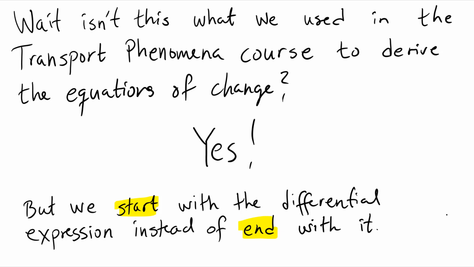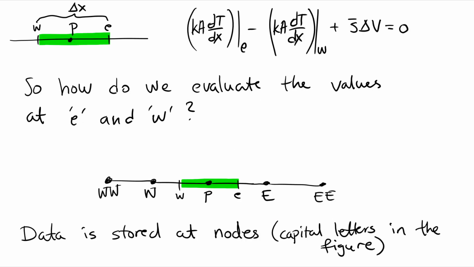So if we go back and look at the transport phenomena when we derive the equations of change, this seems quite similar, right? So instead of starting with the integral expression and reaching the differential expression at the end, we start with the differential expression and go back to the integral flux expression. So how do we evaluate these values at the east and the west surfaces?